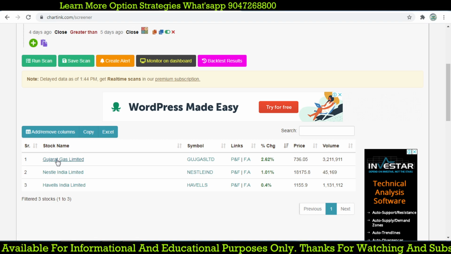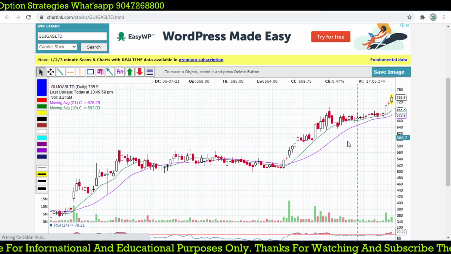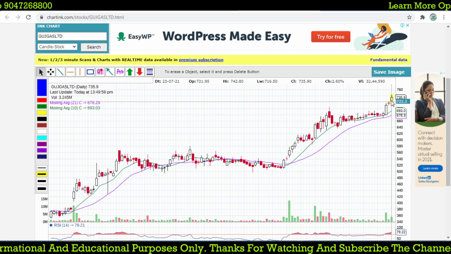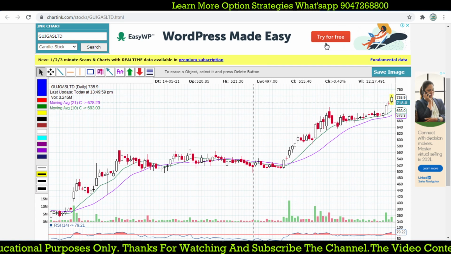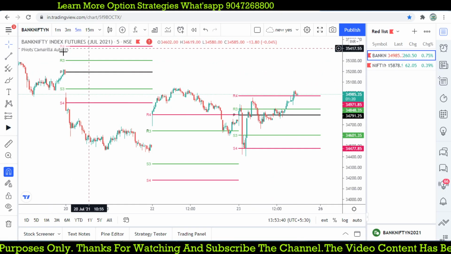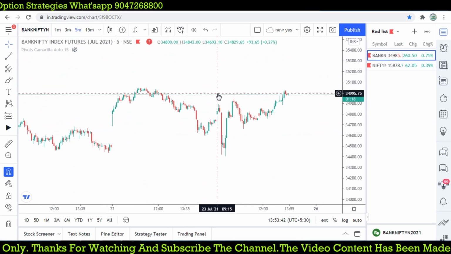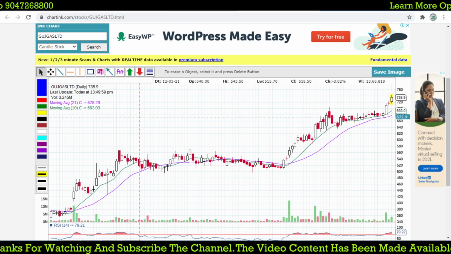Let's check the chart of Gujarat Gas Limited, and you can see that it keeps on moving up, and today also it has moved big, right? So here we will focus on Gujarat Gas, right? So in the futures, right?